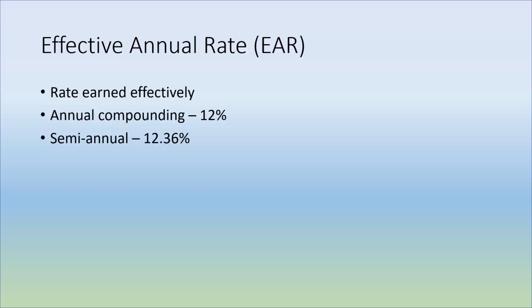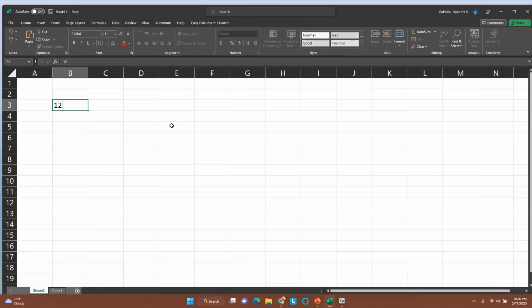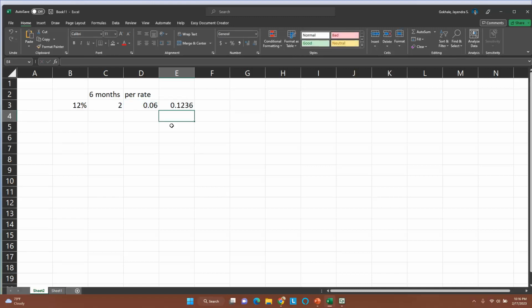So let's see, we have 12%, and this is 6 months. So there are 2 half years per year. So the periodic rate is going to be 12% divided by 2, or 6%. That is a periodic rate. Now we annualize it, so equals parenthesis 1 plus 6% to the power 2 minus 1. So it's traveled the 2 periods and then we take it back. So this is 12.36%. That is the effective annual rate.